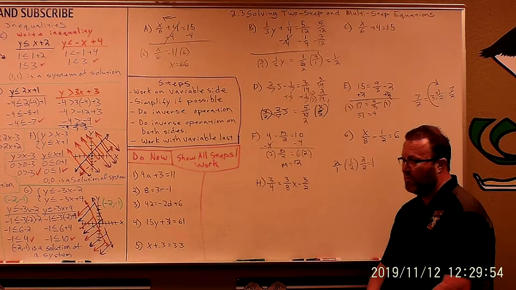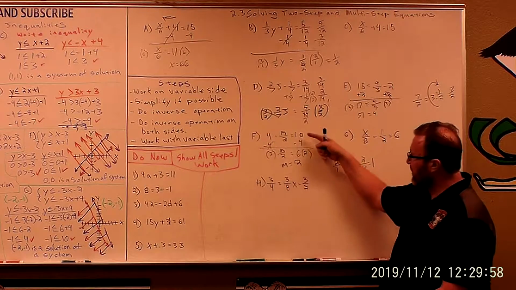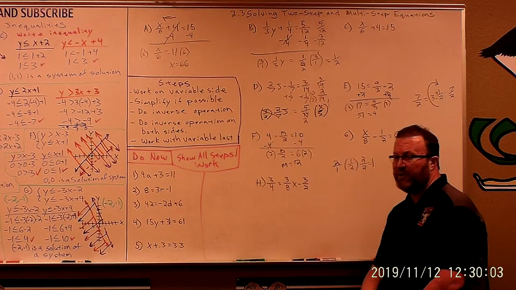So let's do this one more time. Variable side, plus 4, minus 4, both sides, right? 10 minus 4 is 6. Division, multiply, multiply. Hector, let me see your eyeballs, please.